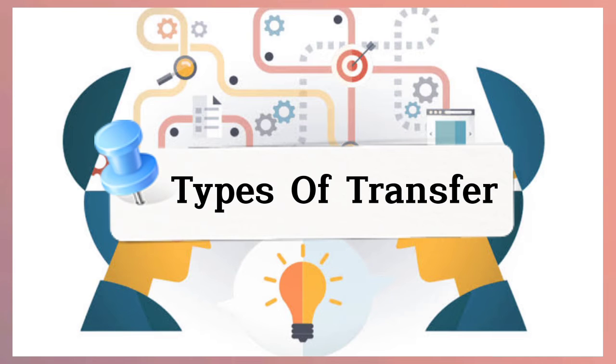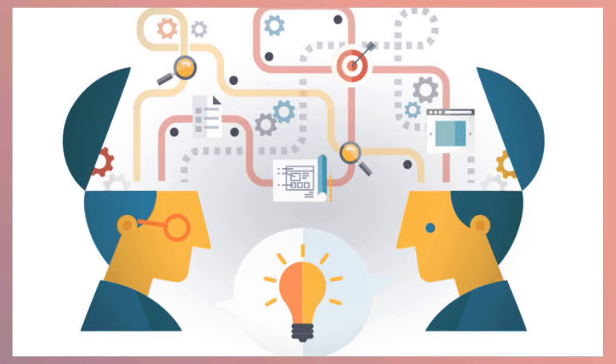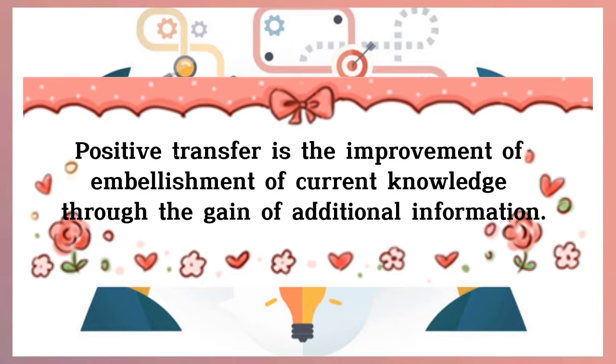Types of transfer of learning. Positive transfer. Positive transfer is the improvement or embellishment of current knowledge through the gain of additional information. This typically occurs when performance of a task improves as a result of performing a different but related task.